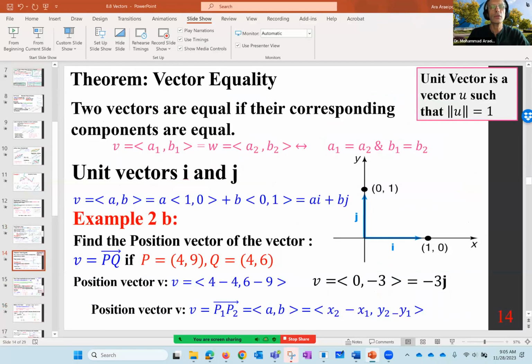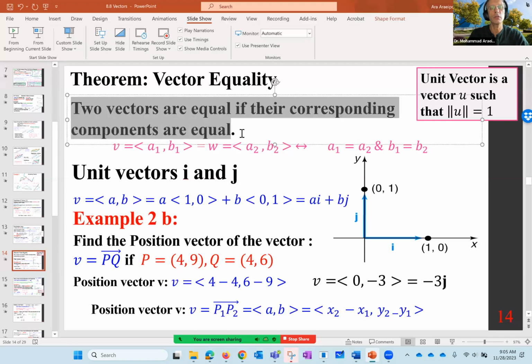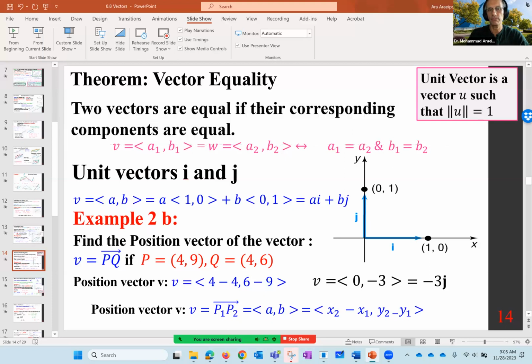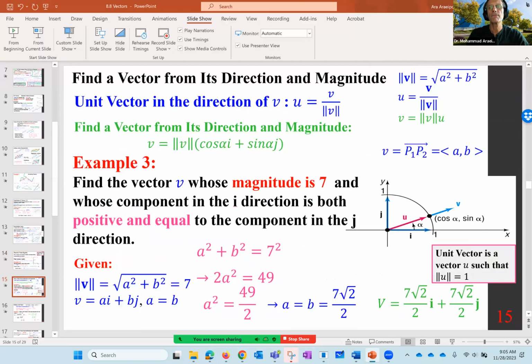So again, unit vector, and vector equality: when the corresponding components are equal, the two vectors must be equal. We can use the following in order to find the vector and its direction. V is the product of its magnitude and cosine alpha i plus sine alpha j, which is the direction.